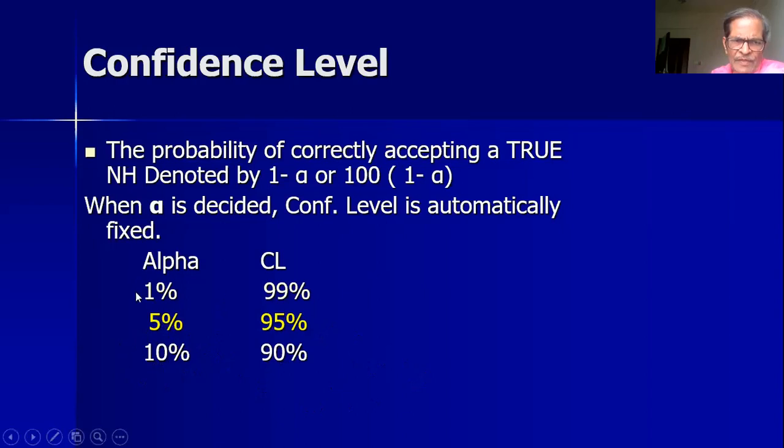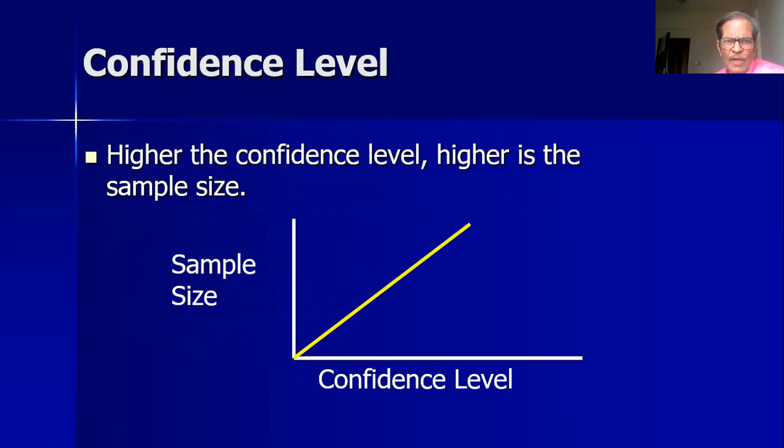So if alpha error is mentioned in terms of percentage, the confidence level will also have to be mentioned in terms of percentage. But if alpha error is mentioned as 0.01, then the confidence level will be 0.99. If alpha error is mentioned as 0.05, then the confidence level will be 0.95. The higher the confidence level, the higher is the required sample size. So the investigator has to strike a balance between the feasible sample size and the technically required sample size. Some balance will have to be achieved.